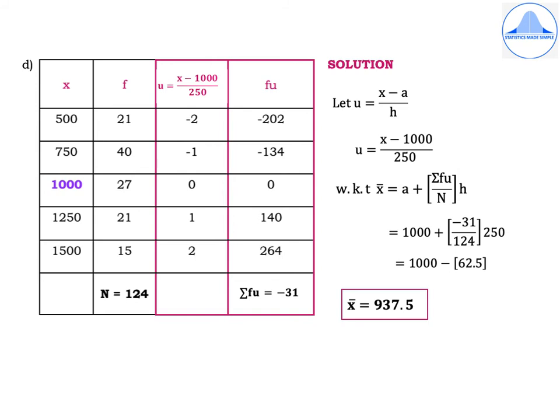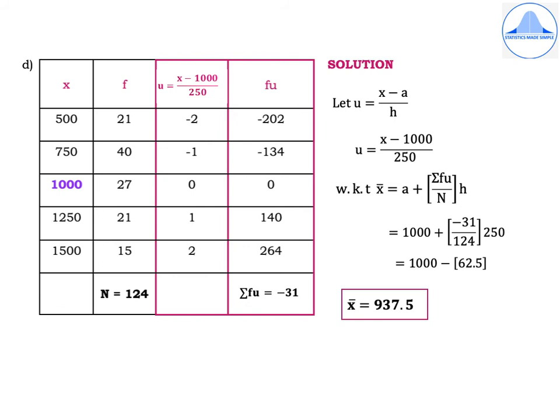On calculations, the u values are minus 2, minus 1, 0, 1, 2, and the fu values are minus 202, minus 134, 0, 140, 264. Therefore, summation fu is equal to minus 31.